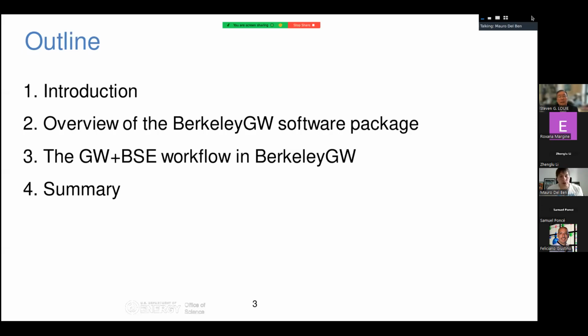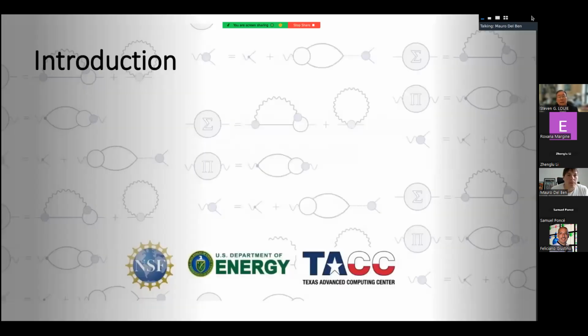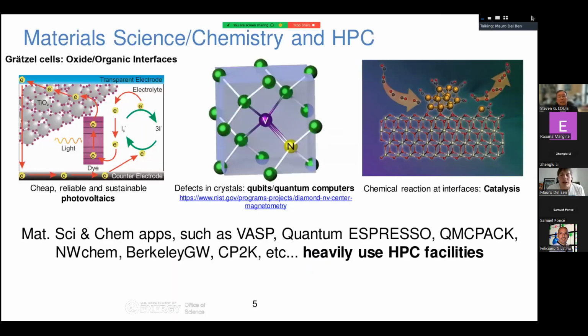I'm going to start with a short introduction and motivation, and then I'm going to give you an overview of the BerkeleyGW software package, and then finally a little bit more detail about the GW and BSE workflow implemented in BerkeleyGW, as you're going to use in the tutorial, to finally summarize with the main results and conclusion of the talk. So let me start with a brief introduction.